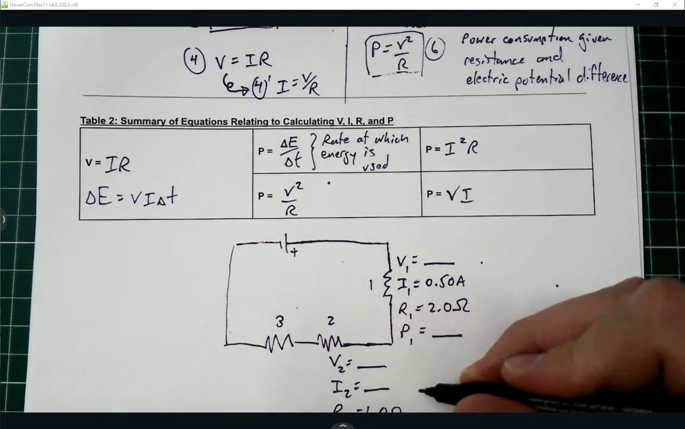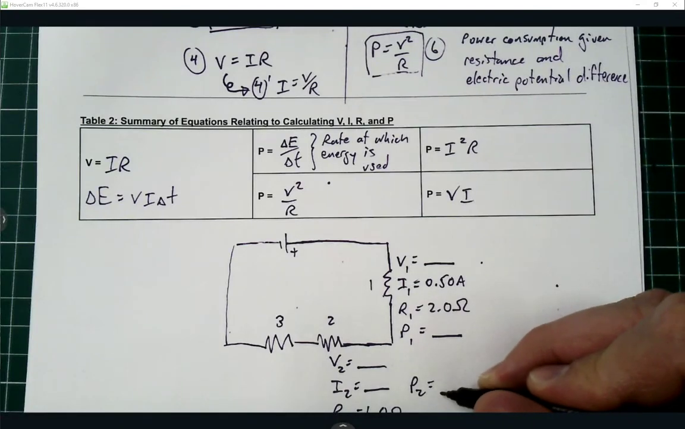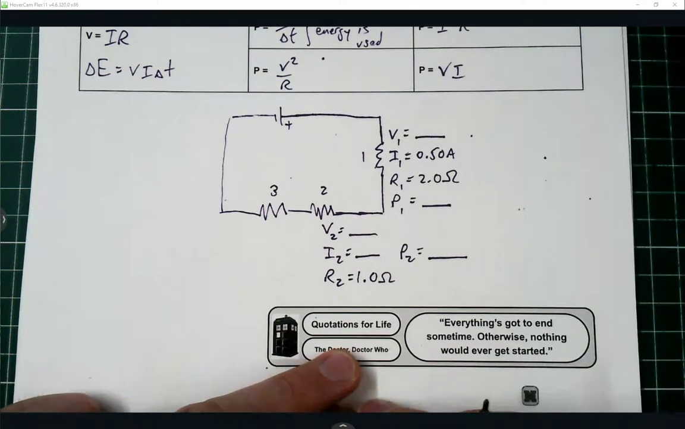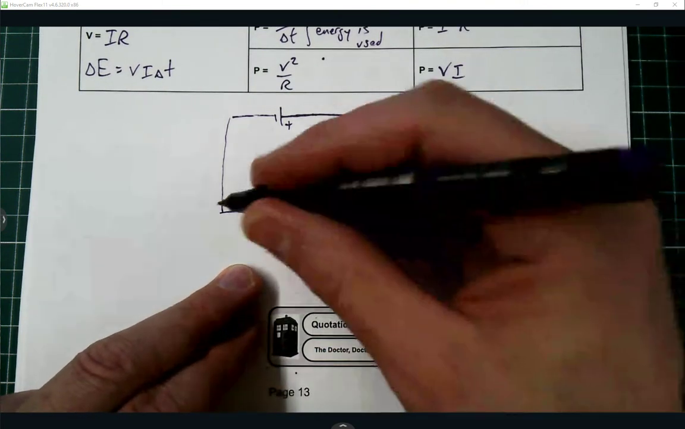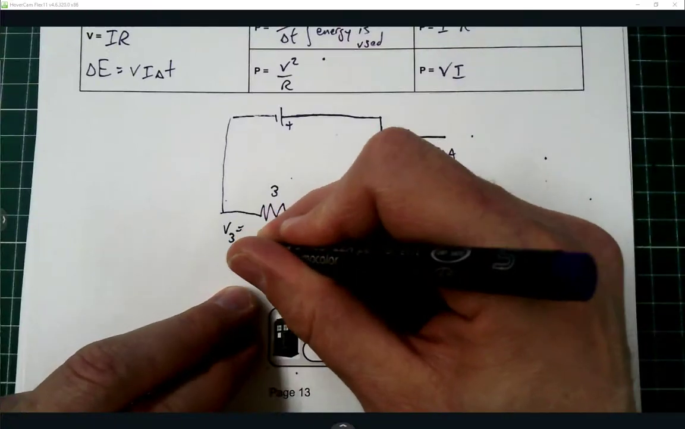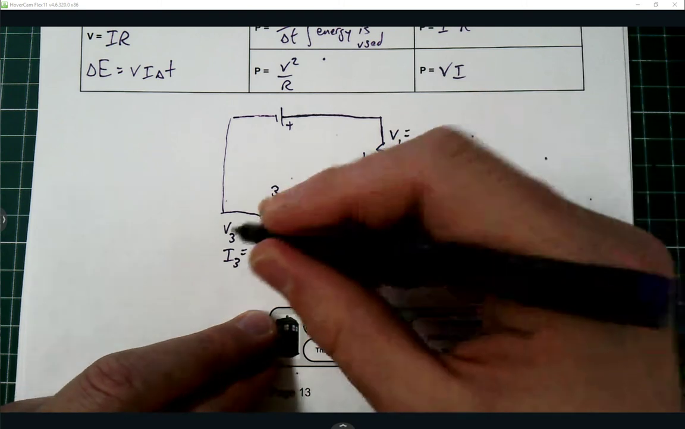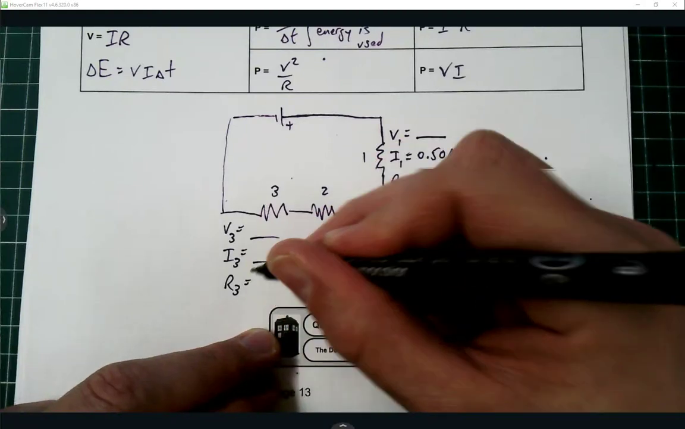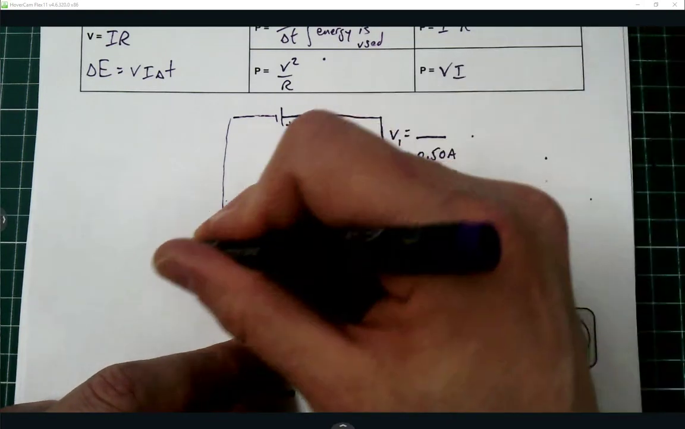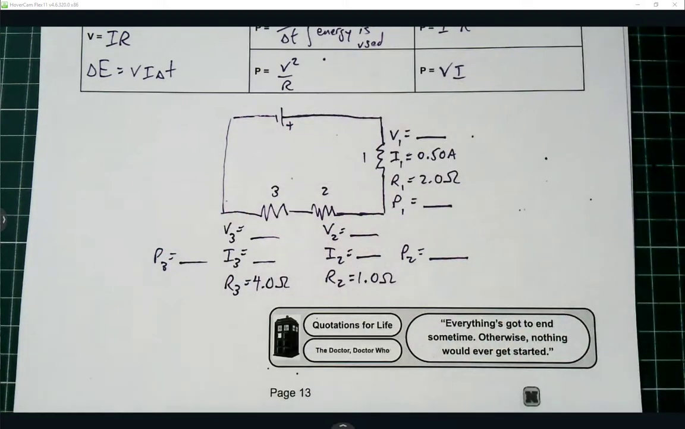And then P2, power consumed by resistor 2, and I'll leave that as a blank. There's a lot that we don't know on this circuit. Resistor 3, load 3, V3, not going to tell you. I3, not going to tell you. R3 is going to be 4.0 ohms. And then P3, again, I'm not going to tell you. This is a lot of stuff we have to figure out.